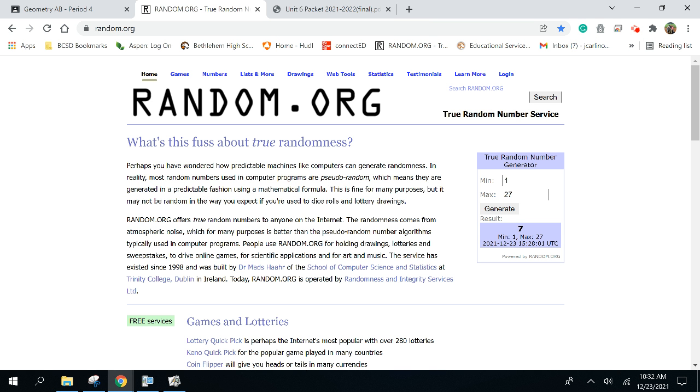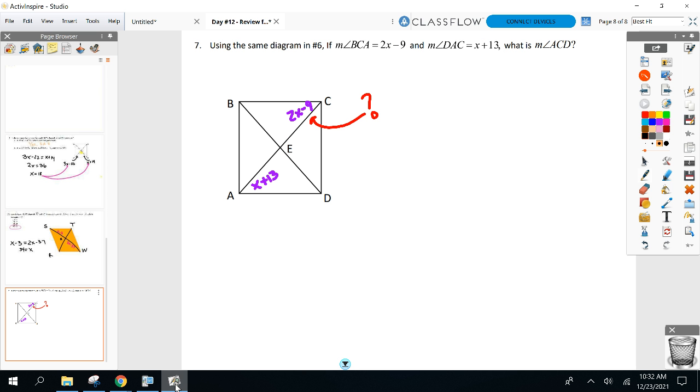All right, let's hear from 9 in the house. Can we set them equal to each other? Okay, why did we set them equal? Because they're alternate equal. Good job. 2x minus 9 equal to x plus 13. Alternate interior angles are congruent. X equals 22. And then how do we find ACD now?